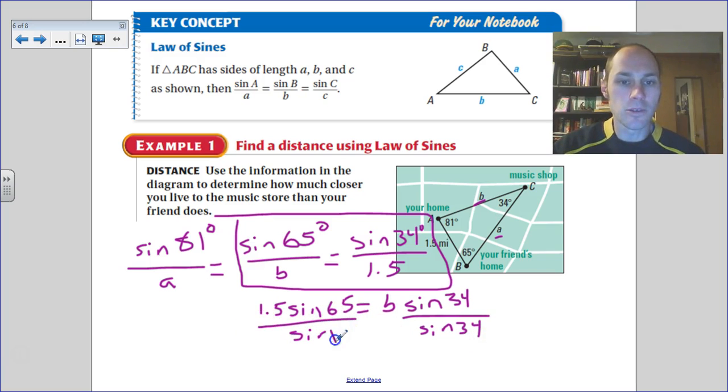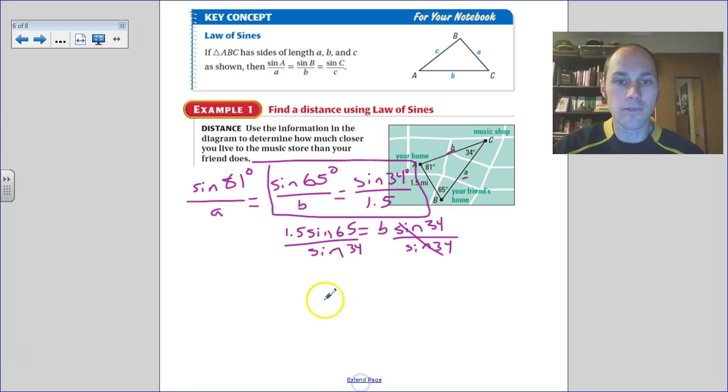So b will be equal to 1.5 times the sine of 65, and all that divided by the sine of 34 rather. So here's where it would be helpful to use my calculator. Once I have it all written out here, I'll just take my expression and put it into my calculator so I can solve for b.